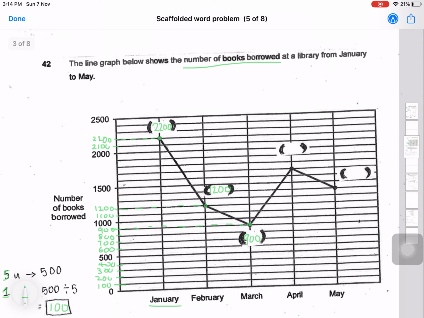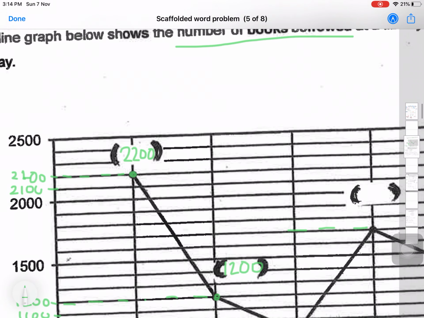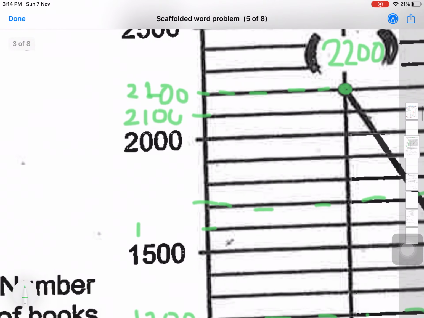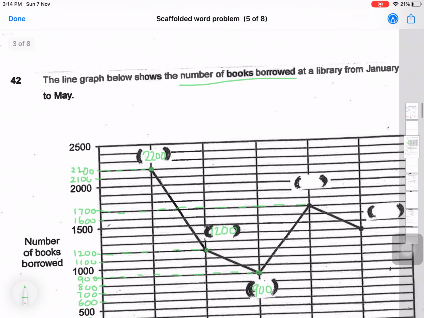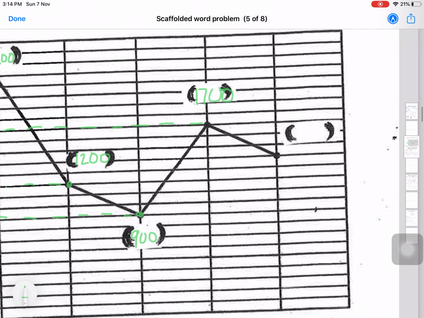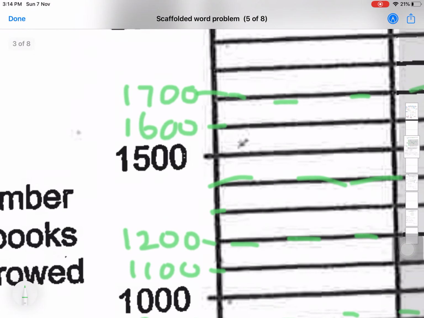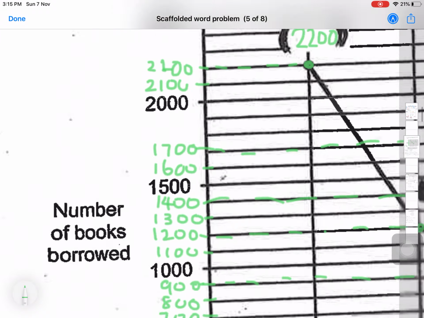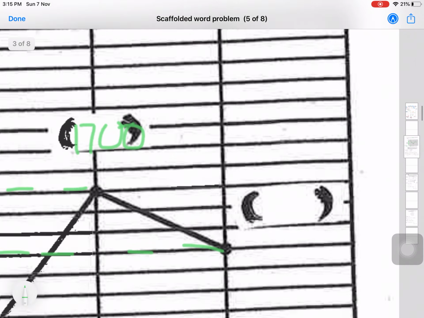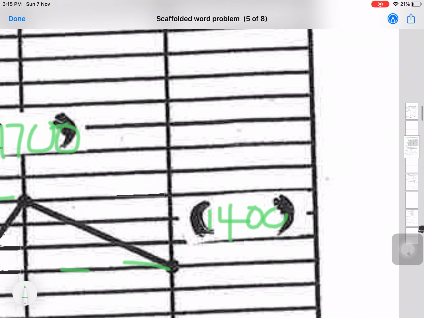Now let's look at April. Let's draw a line across and find out the data point. 1,600, 1,700. So this is 1,700. Now let's look at the last data point. We're going to draw a line across and we can see that this is 1,300. This will be 1,400. So this data point here is 1,400.